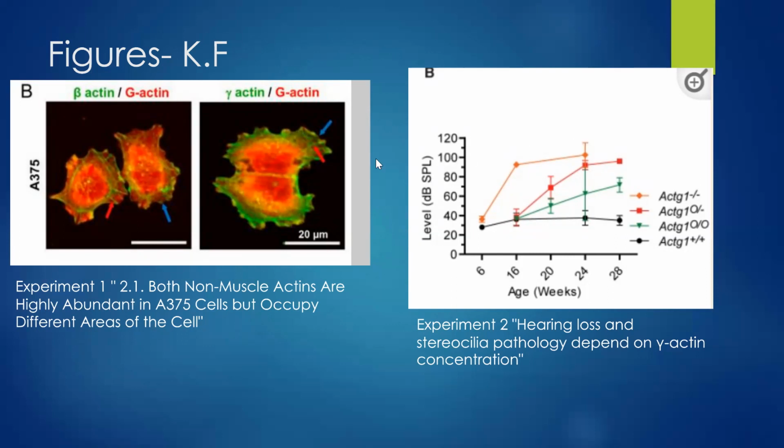And then this was my figure from experiment 1, where you can see the beta actin here on the left picture. It is kind of dispersed throughout the cell, but then we also see in the second photo, the gamma actin is completely paranuclear around the cell. So you see it right along the outer edges, which could show why it involves cell motility.